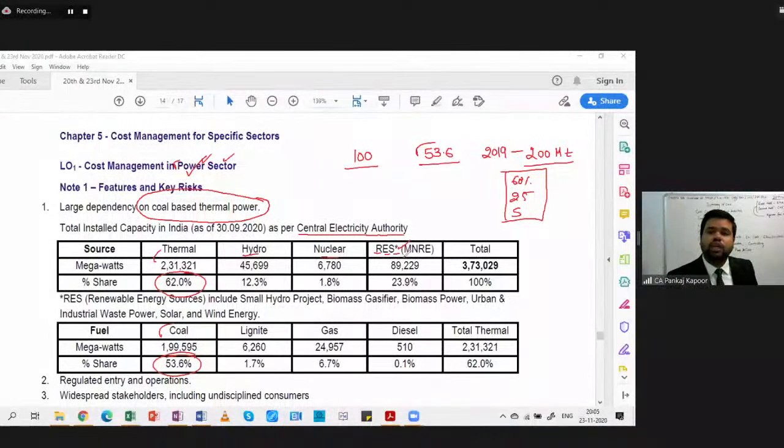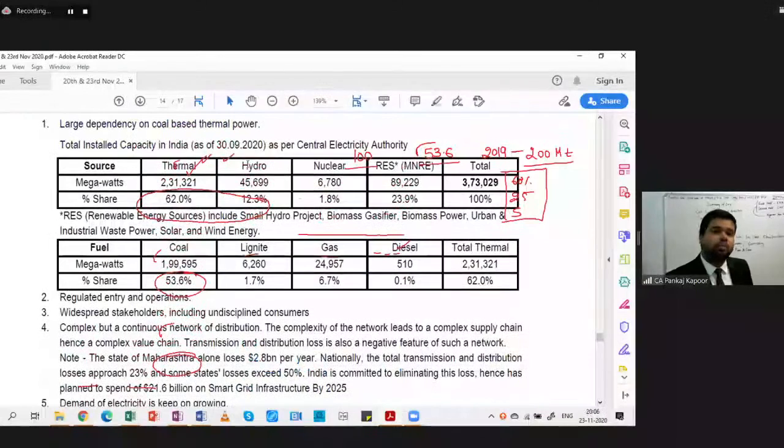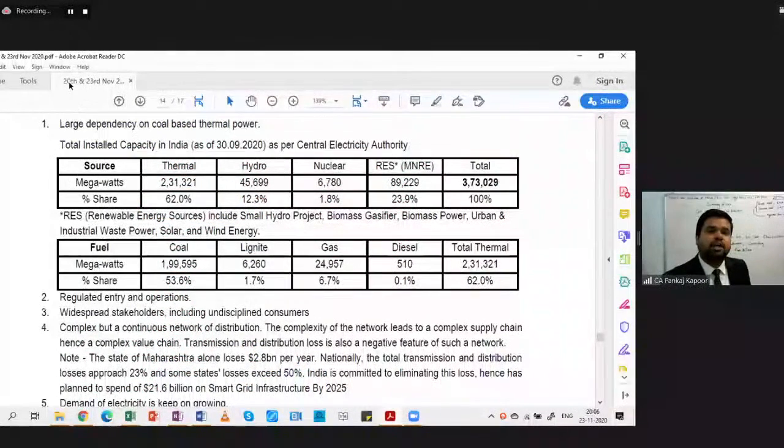Renewable energy sources include energy through the wind, energy through the solar, and energy through industrial waste or biomass waste. Now the second feature, the regulated entry and operation. In the power sector, a firm cannot enter the business at its own wish. They need to take permission from the government. Even now, atomic power is only available to the government. The private player cannot deal in atomic energy.